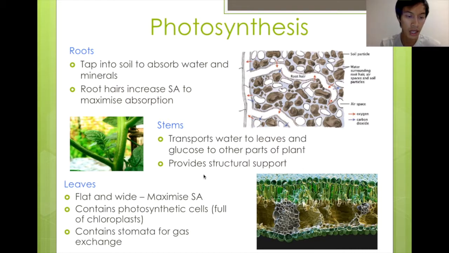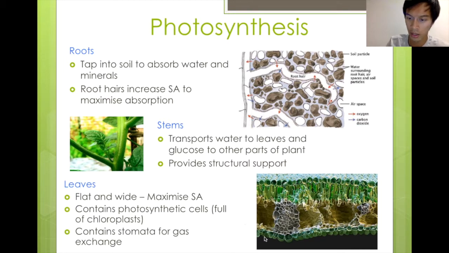Okay, the leaves are often flat and wide, once again to maximize surface area, to absorb as much sunlight as possible to maximize photosynthesis. They contain your photosynthetic cells, which are full of chloroplasts, and they also contain stomata for gas exchange. That process of taking in the carbon dioxide, releasing the oxygen, and also releasing any excess water from the roots of the plant is called gas exchange.